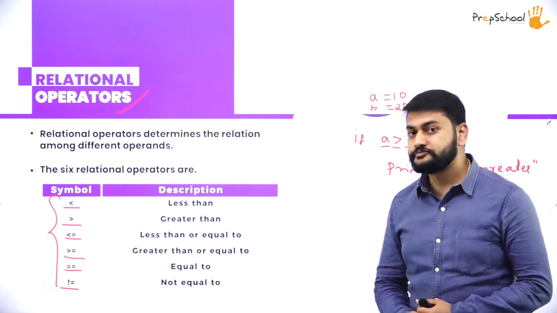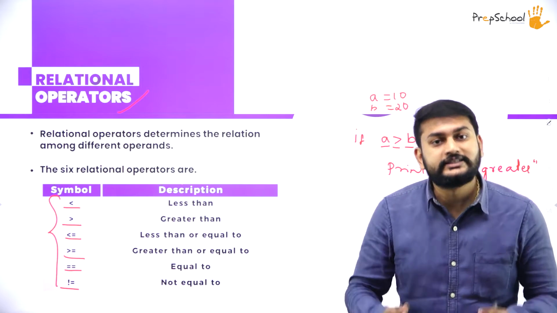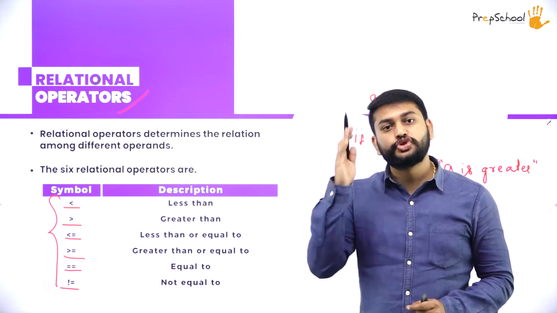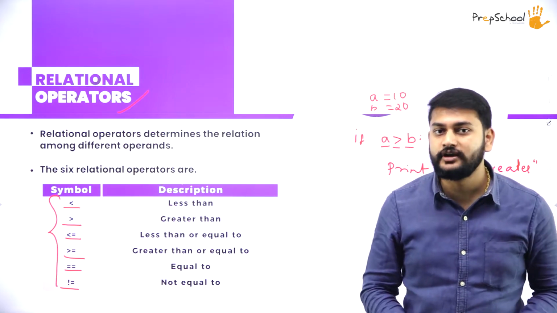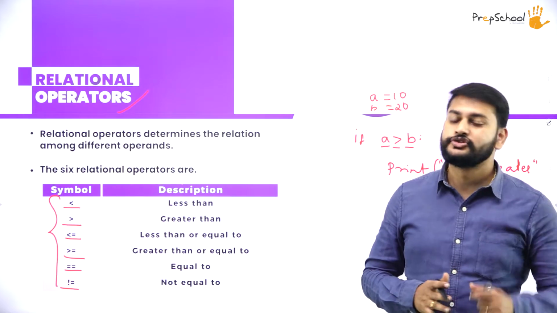So guys, the beauty of this operator is something like this. Now you will get the result in terms of 0 and 1. If it is true, you will get 1 as your result, and if it is false, you will get 0 as your result. So that's what you have to remember.